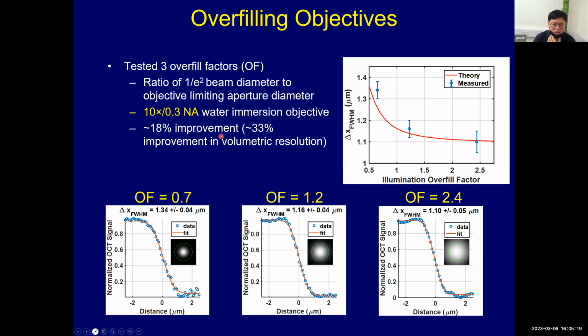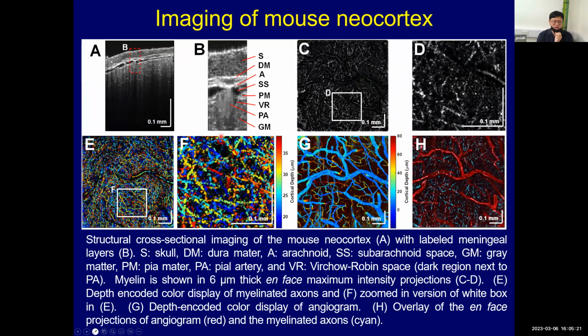With this, we also look at the mouse brain, and in this particular example, we look at the thin skull model. We can identify the structures in the OCT images. This is the skull, and this is the dura mater. This is a very thin layer of dura mater, and then there are some structures like the arachnoid space and subarachnoid space and gray matter and things like that.